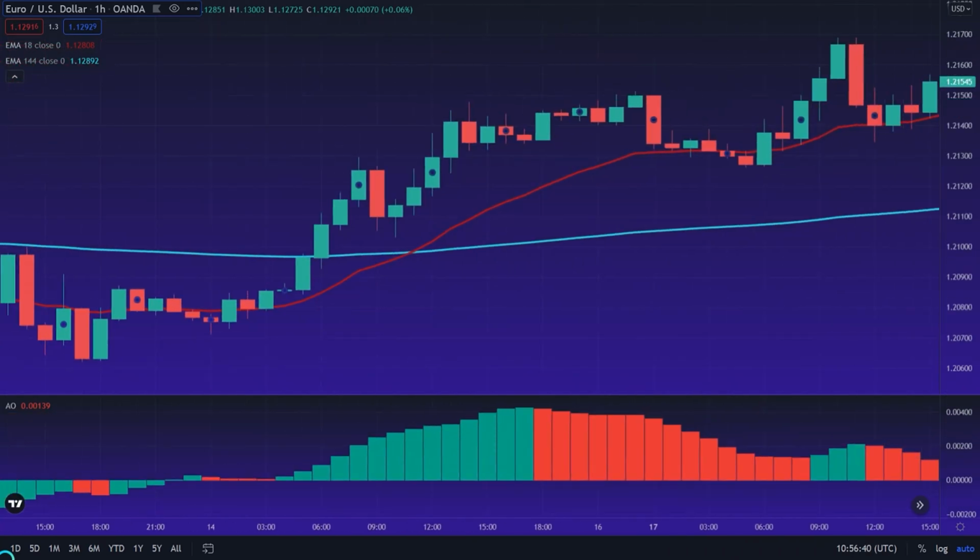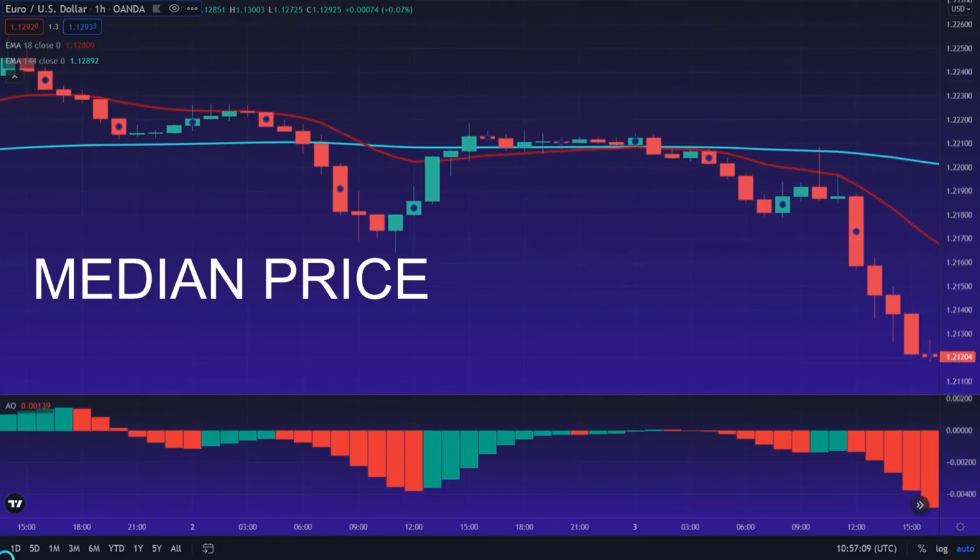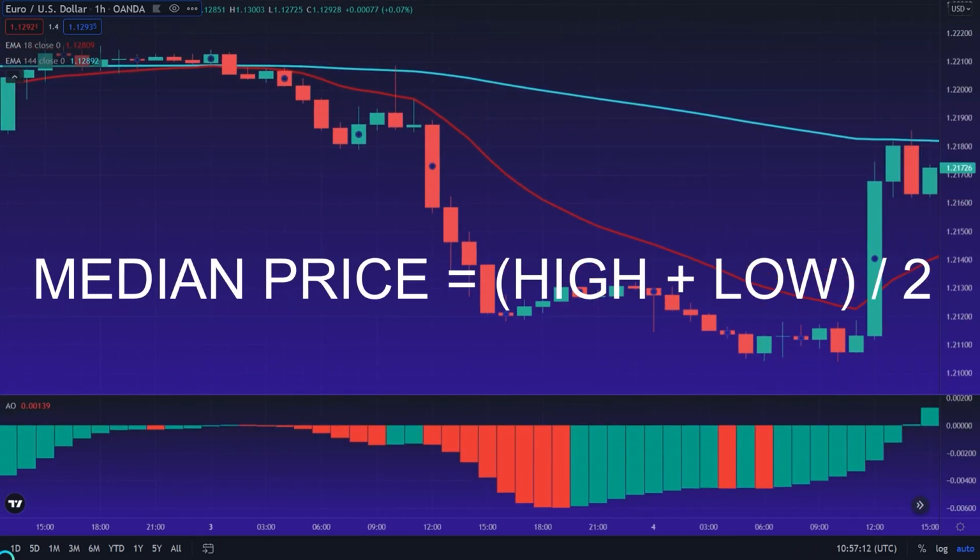Now let's start. The Awesome Oscillator is an indicator used to measure the market momentum. The Awesome Oscillator calculates the difference between the 34 period and the 5 period simple moving average. Now, the interesting part is that it is not calculated using the close price, but it is calculated on each bar's midpoint. So it is a pretty simple indicator, as you see.